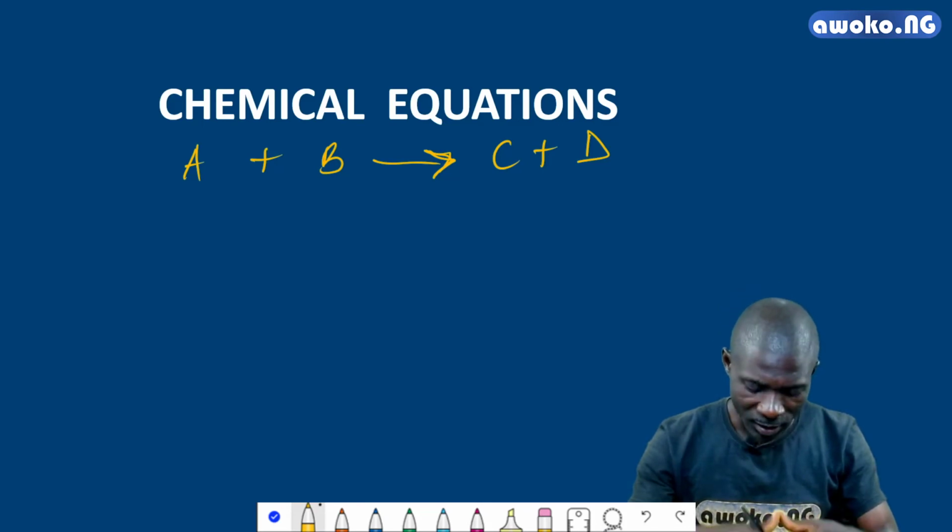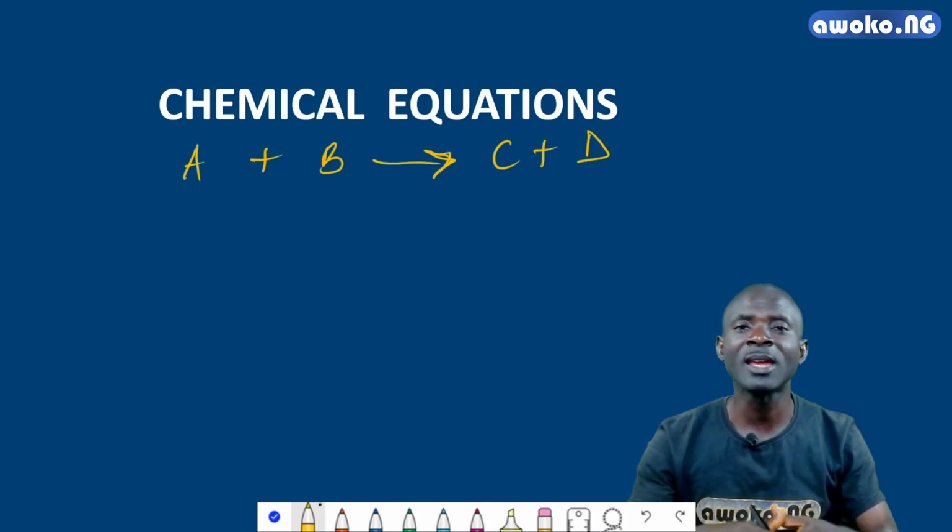Now if you take a look at this equation, the reactants and the products are separated by a sign known as the arrow sign. Now this indicates the process which the reactants have to undergo to form the products. So the products are written at the right hand side, while the reactants are written at the left hand side.